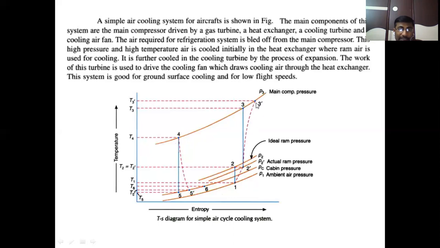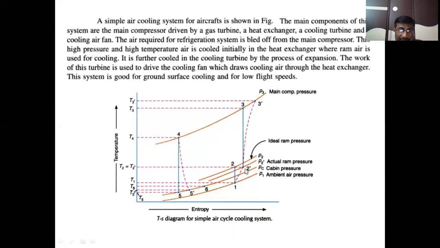So 2 dash to 3 dash is the actual compression process in the compressor, due to the lower efficiency of the compressor. So the actual state of the air after compression is at 3 dash. From 3 dash, some of the air is diverted towards the refrigeration system, and this is cooled in the heat exchanger from 3 dash to 4 by using ram air, which is at state point 2 dash.